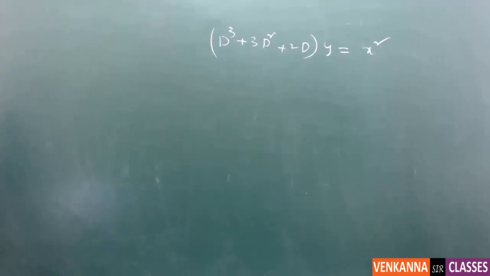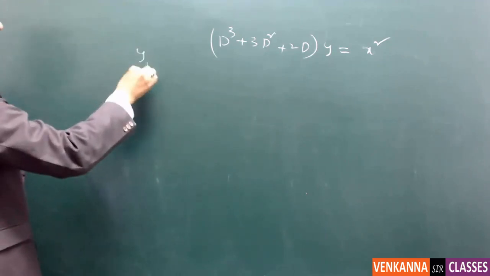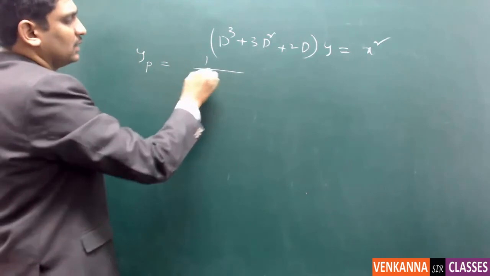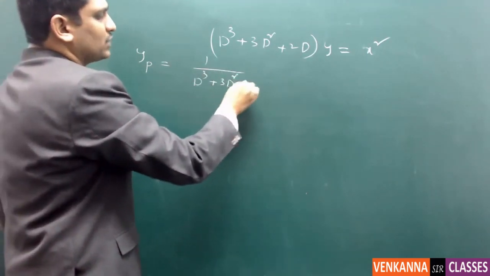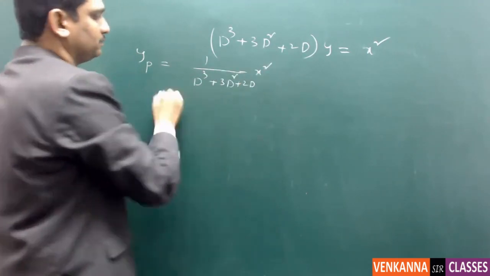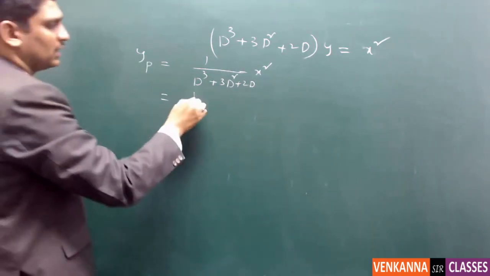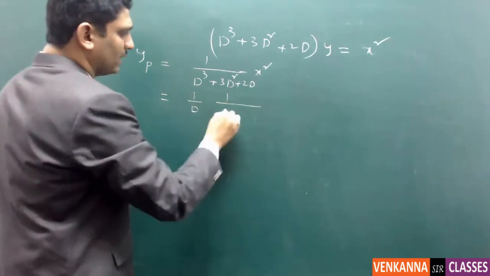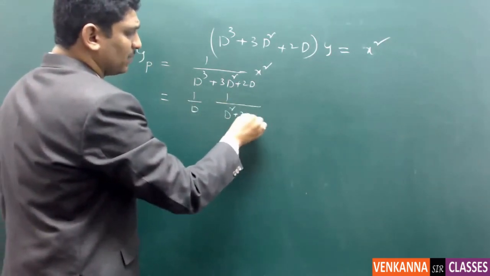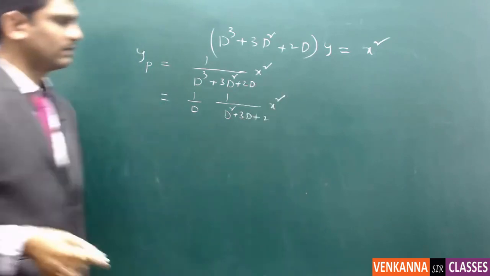Right? 0, minus 1, minus 2. So C1 e power 0x plus C2 e power minus x plus C3 e power minus 2x is the Yc value. Now coming to Yp, it is 1 by d cube plus 3d square plus 2d of x square. So first of all, take d as common. Then you have 1 by d, 1 by d square plus 3d plus 2 of x square.